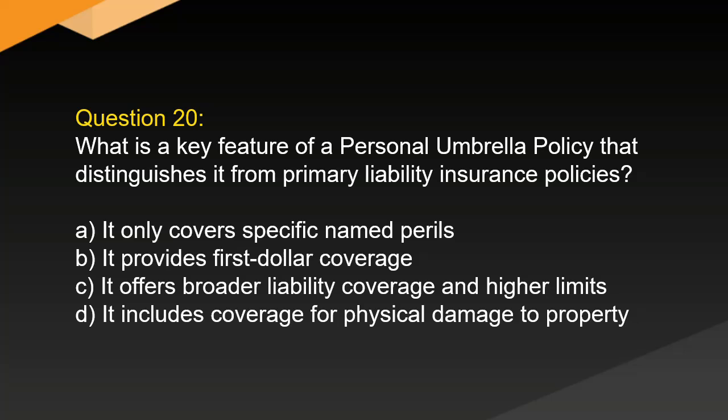Question 20. What is a key feature of a personal umbrella policy that distinguishes it from primary liability insurance policies? A. It only covers specific named perils. B. It provides first dollar coverage. C. It offers broader liability coverage and higher limits. D. It includes coverage for physical damage to property.